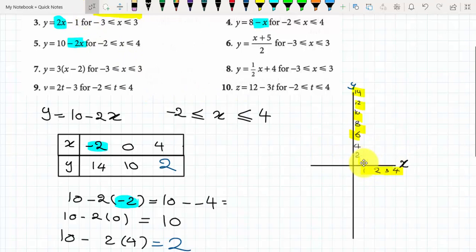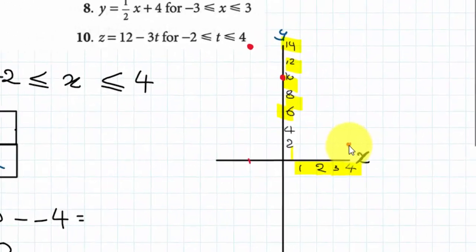To continue this, the first point is -2, 14. -2 on the x-axis is here, and 14 on the y-axis is here. Between them is this point, which is -2, 14. Then 0, 10. 0 is in the center, 10 is right here. Can you notice that the graph is decreasing because the x was -2x? And the third point is 4, 2. 4 on x is here, 2 on y is right here.